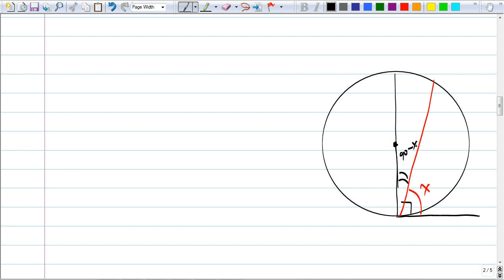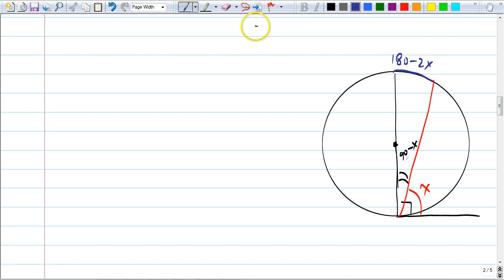Did you not agree? If that's true, how about Emily? Can you tell me then, what is the measure of that arc right there, intercepted by this inscribed angle? 180 minus 2x. Where'd you get that? You're right. Didn't we talk about this theorem last time? This inscribed angle is half of the intercepted arc. So therefore, if this is 90 minus x, the arc is twice of it.